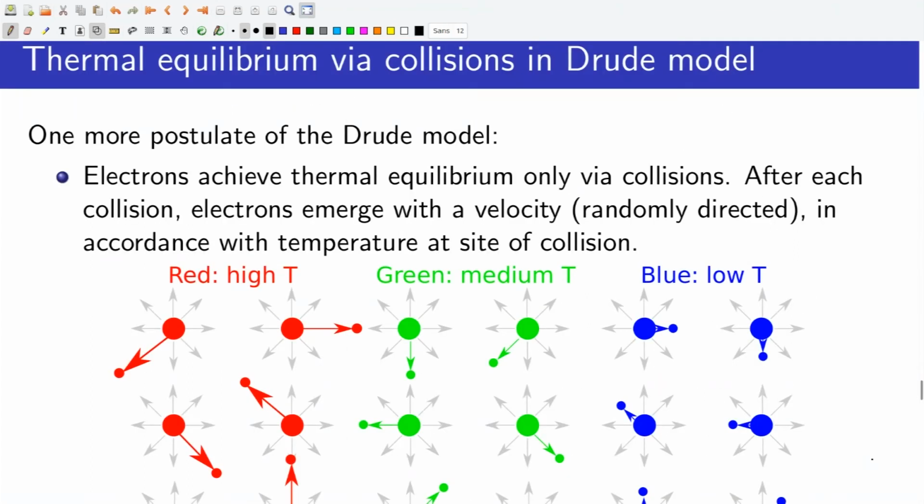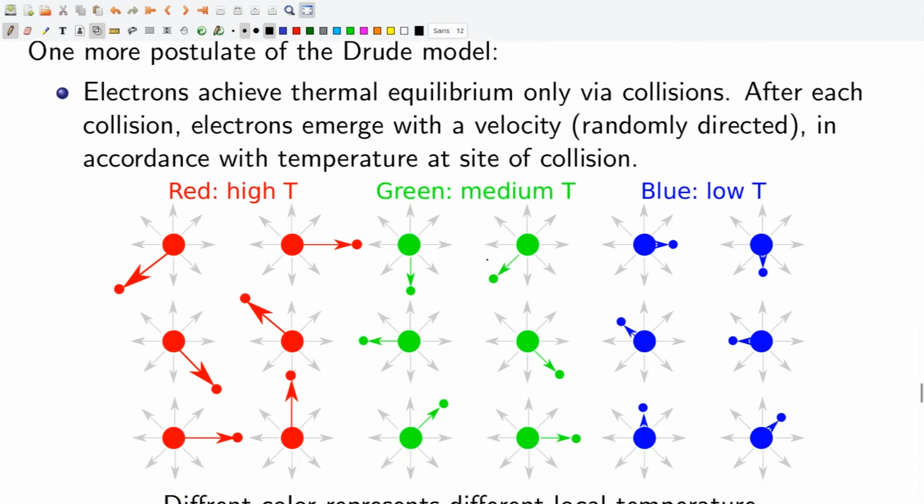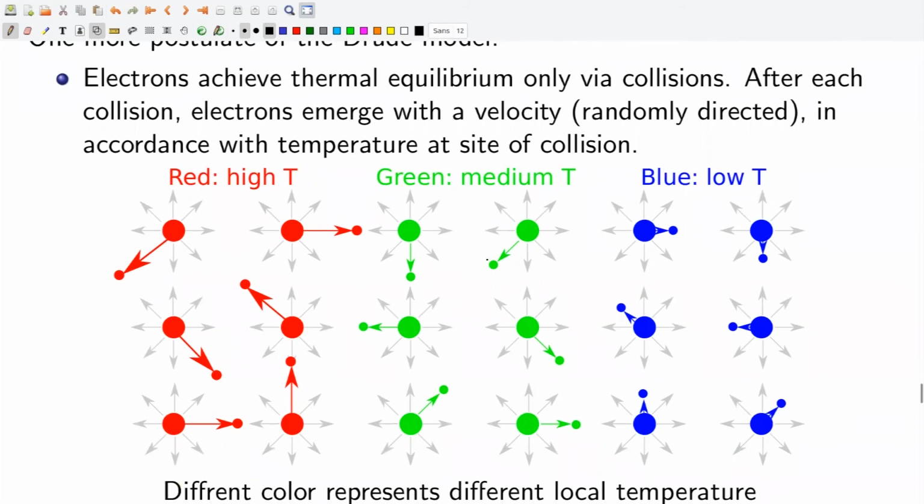Let us test one more thing using the Drude model. Before we do that, we have to know one more postulate of the Drude model. Electrons achieve thermal equilibrium only via collisions. After each collision, electrons emerge with a velocity which is randomly directed in accordance with the temperature at the site of the collision. So let us look at the figure and try to understand this statement.